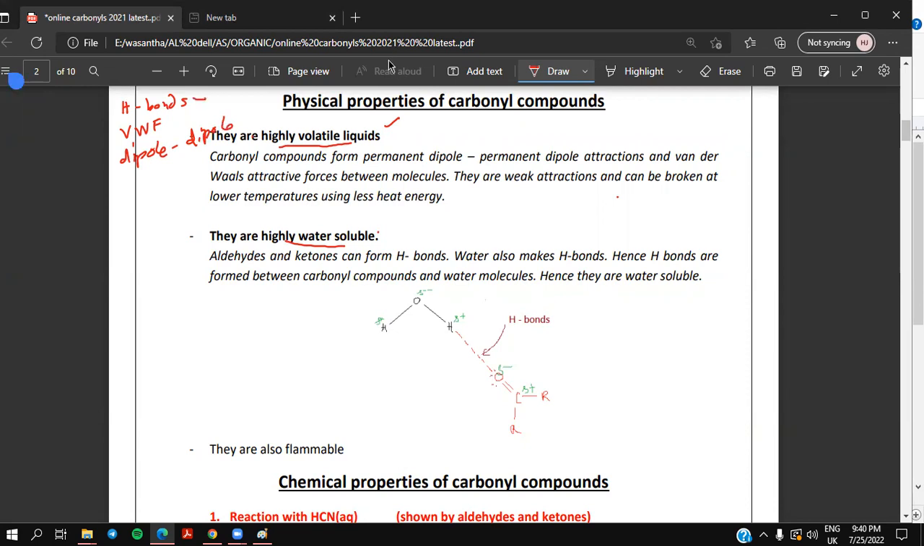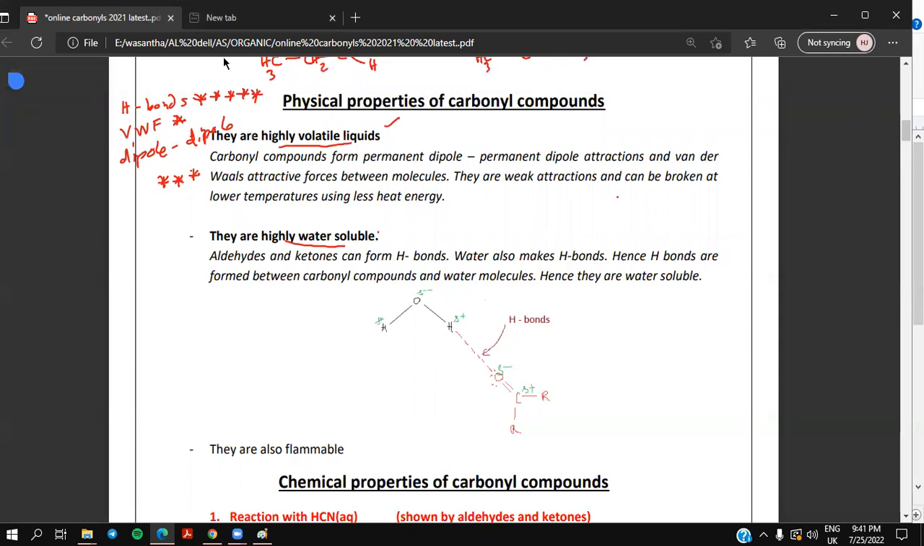Hydrogen bonds are the strongest. I'll draw 5 stars for hydrogen bonds, 3 stars for dipole-dipole attractions, and van der Waals force just 1 star. The stars show the relative strength of these bonds.